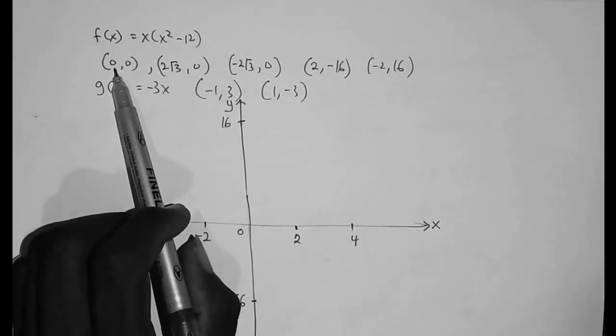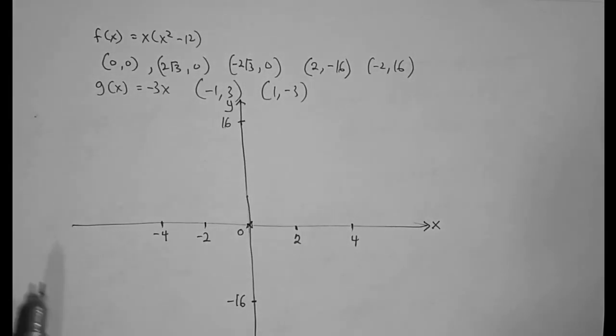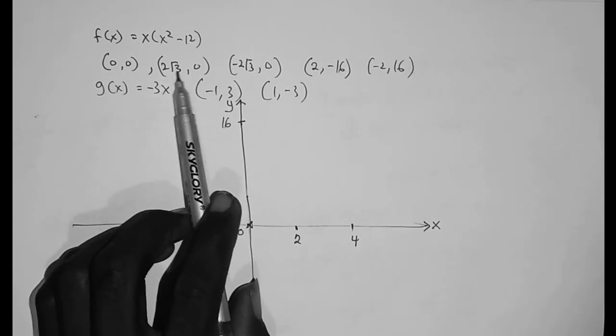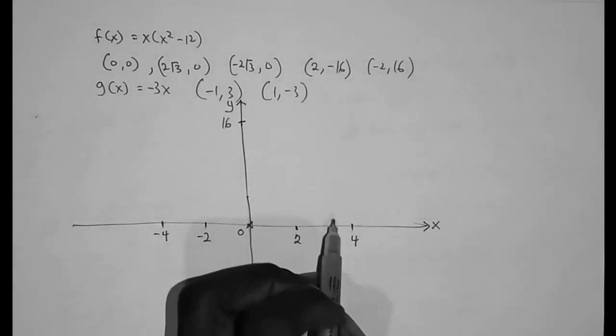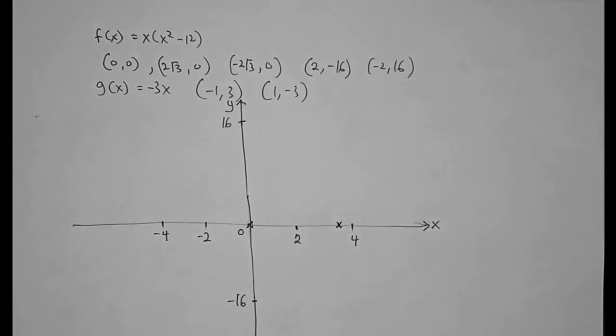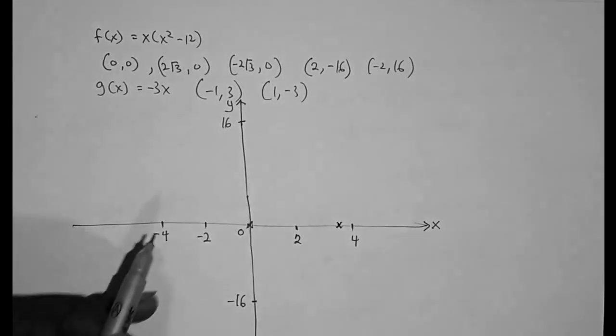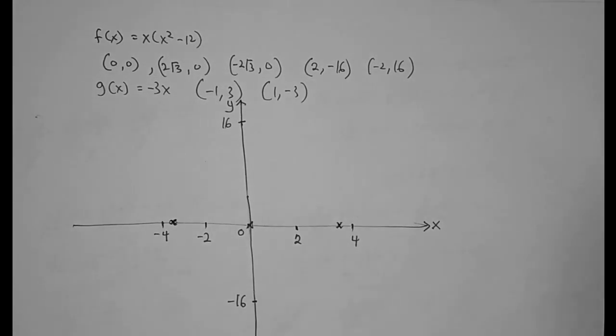So let's go ahead and sketch and plot these points. We have (0, 0), which is the y-intercept. Then we have (2 root 3, 0). 2 root 3 is greater than 3, so 2 root 3 is somewhere here. And then (minus 2 root 3, 0) is also somewhere here. It is greater than 3 in magnitude. So we have this point.